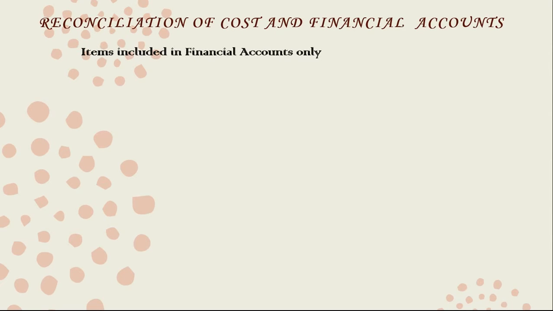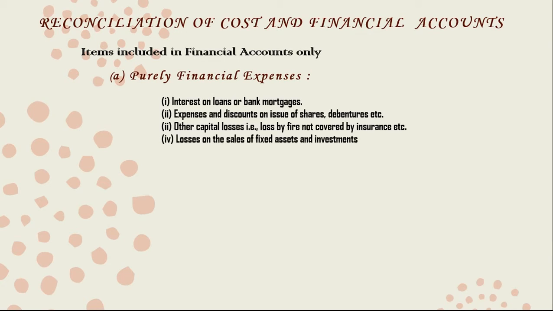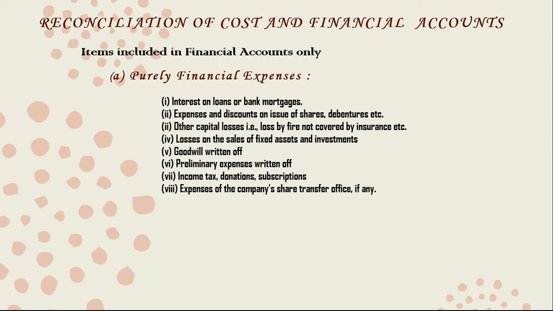Reconciliation of cost and financial accounts. Items included in financial accounts only. A. Purely financial expenses. 1. Interest on loans or bank mortgages. 2. Expenses and discounts on issue of shares, debentures, etc. 3. Other capital losses, that is, loss by fire not covered by insurance, etc. 4. Losses on the sales of fixed assets and investments. 5. Goodwill written off. 6. Preliminary expenses written off. 7. Income tax, donations, subscriptions. 8. Expenses of the company's share transfer office, if any.